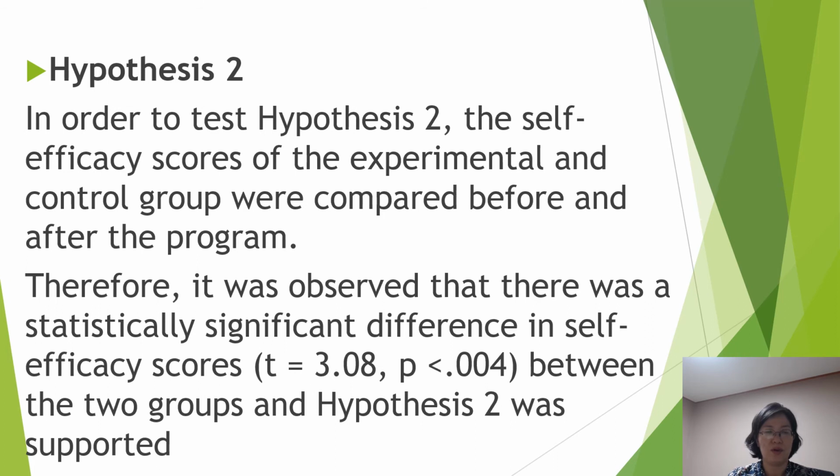Hypothesis 2. In order to test Hypothesis 2, the self-efficacy scores of the experimental and control group were compared before and after the program. Therefore, it was observed there was a statistically significant difference in self-efficacy scores. T is 3.08 between the two groups, and Hypothesis 2 was supported.